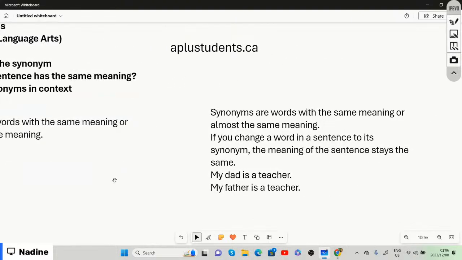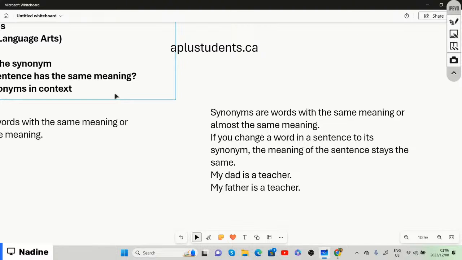All right. So we said synonyms are words with either the same meaning or almost the same meaning, right? And if you change a word in a sentence to its synonym, then the meaning of the sentence stays the same. Sometimes you can change words within a sentence, however, the meanings will still stay the same.